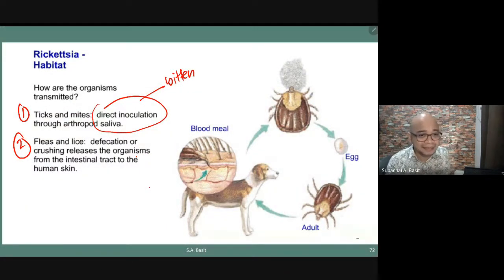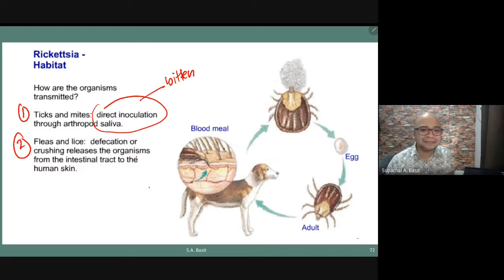And then the second group of vectors are the fleas and lice. You get the disease whenever these vectors defecate in your skin, or sometimes when you crush the vectors in your skin. Because if you crush fleas and lice in your skin, the organisms are actually found in their intestinal tract and will be freed from their intestinal tract and come into contact with your skin.